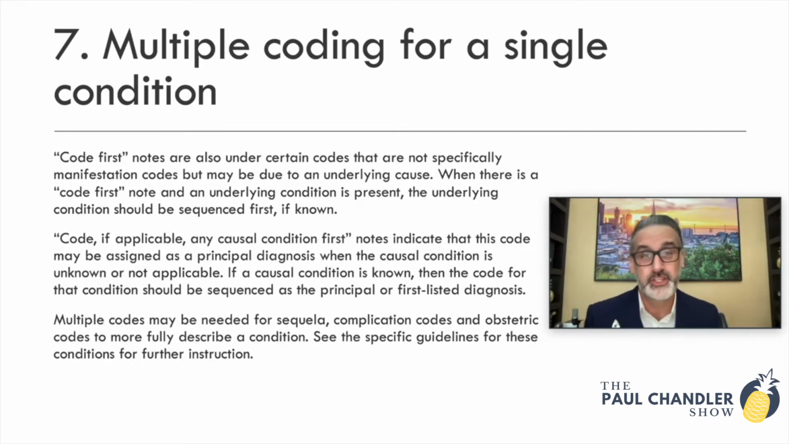And just like we have the "use additional code" rule, where that other code we need gets added onto the end, we have, remembering the "code first" rule, that the other code we need gets coded first. So when we have a single condition that requires multiple codes to correctly describe and code that condition, sometimes the other code we need is added on to the end, other times it gets coded first. So simply put, whenever we need multiple codes to fully describe one condition, double check the sequencing to make sure we get those done in the proper order.